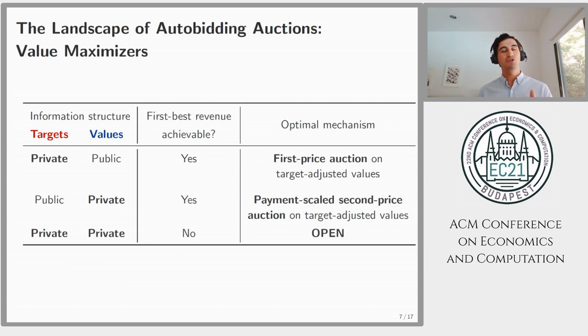Now, we switch to the case of values being private and targets being public. In this case, we show that the first best revenue is also achievable, but this is achieved by a different mechanism that is a payment scaled second price auction. And then we move to the case of both targets and values being private. In that case, we show that first best revenue is not achievable in general. And characterizing the optimal mechanism is an interesting question that we leave open.